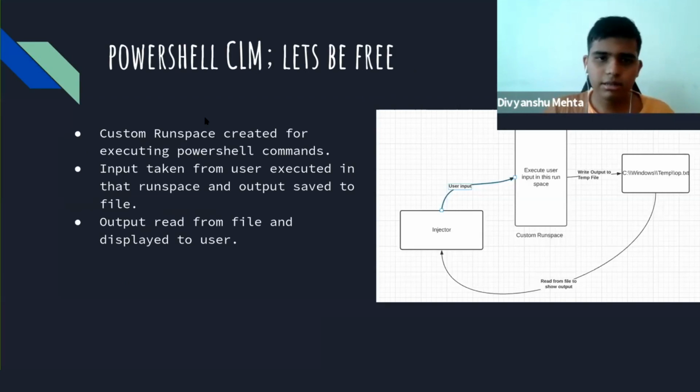Next, we have the PowerShell CLM bypass. What we have done over here is, we'll be creating our custom runspace. We'll be looping over the user input. Whatever the user types, we'll execute in the custom runspace created by the injector. We'll write the output into a temporary file, and then we'll read again from that particular file to display the output as the injector's output.